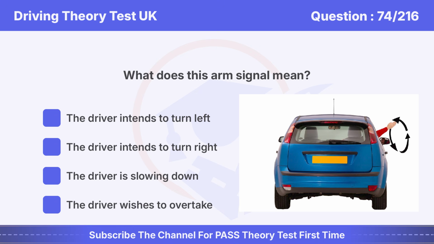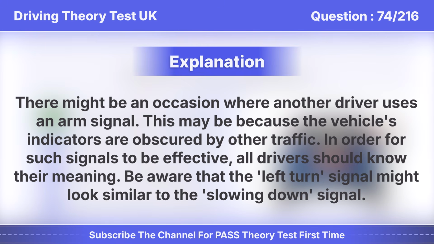Question 74. What does this arm signal mean? Answer is A. The driver intends to turn left. There might be an occasion where another driver uses an arm signal. This may be because the vehicle's indicators are obscured by other traffic. In order for such signals to be effective, all drivers should know their meaning. Be aware that the left turn signal might look similar to the slowing down signal.